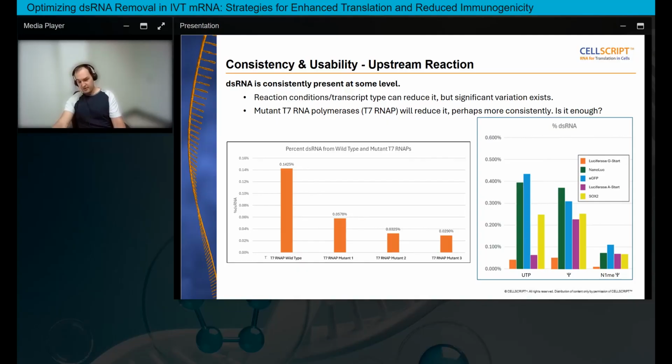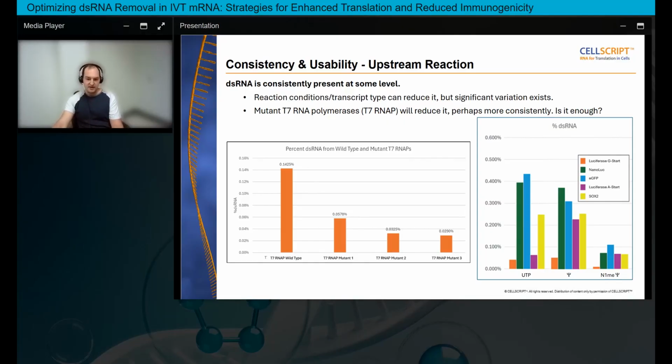So, reaction condition optimization is something that's been around for a long time to try to reduce double-stranded RNA with the lowest cost, easiest method, which is to just intelligently design your transcripts. But the problem is it's not super consistent. Even if you were to come up with a really good method, you're still going to go above that safe limit of double-stranded RNA once in a while, at the very best scenarios.